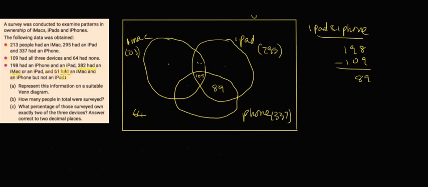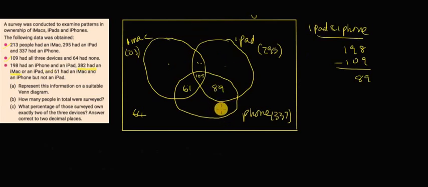Okay. And 61 had an iMac and an iPhone. Here's an and. 61 had an iMac and an iPhone, but not an iPad. So this is 61, goes here. So we're getting some bits and we're still missing 3 bits of information here.